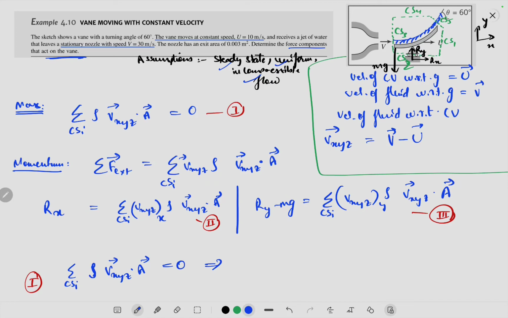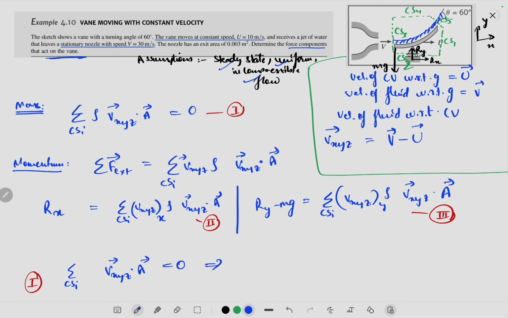Since I am considering the same fluid, the same density, only one fluid, this rho can be taken outside. And rho times something which is equal to 0 means that if rho is not 0, that something should be 0. Okay, so we are left with this equation.